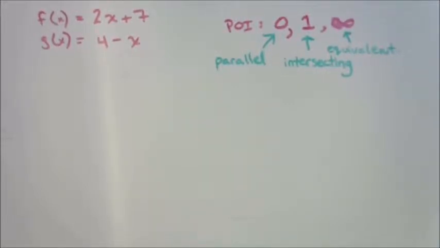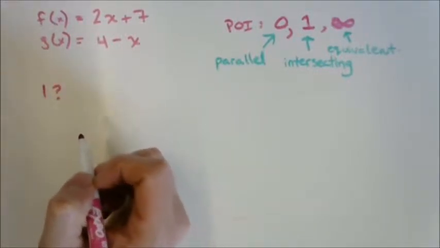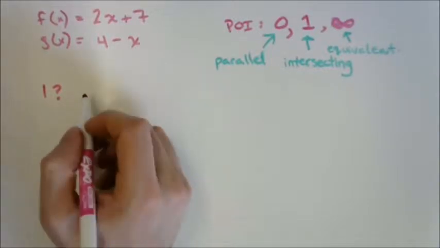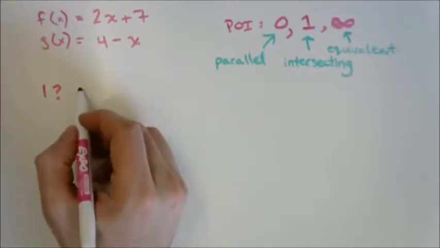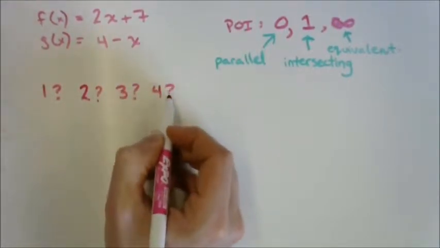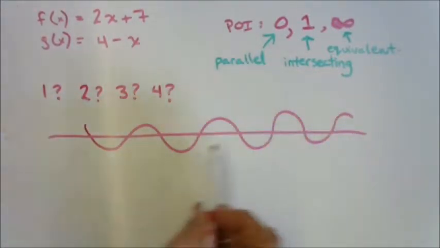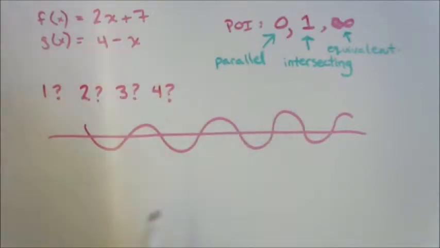Well, now what about a system of 2 non-linear functions? How many times would they have to intersect to show that they are equivalent? If they intersected once, could they be considered equivalent? Twice? 3 times? 4 times? What about these 2 functions? 1, 2, 3, 4, 5, 6, 7, 8. And it keeps going. Are they equivalent?